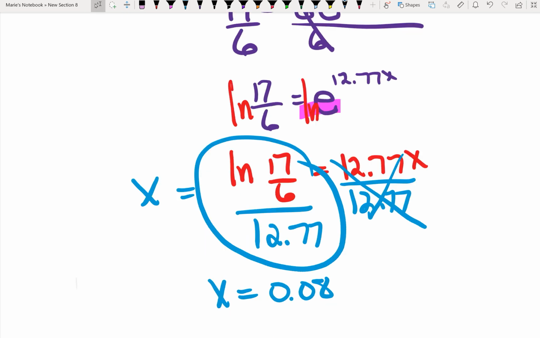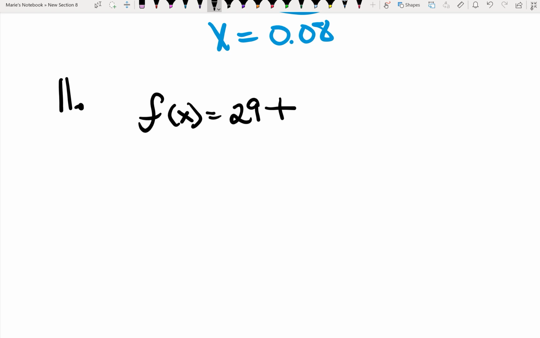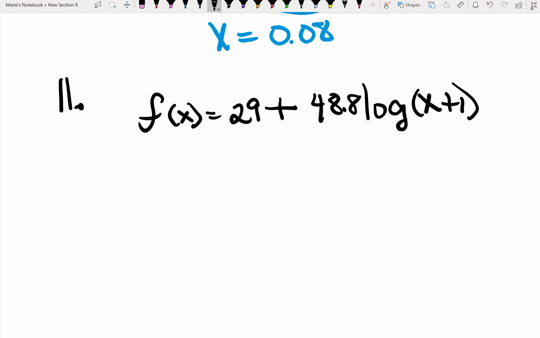So let me do 11, because 11 is not as important, in my opinion, as another substitution. Just substitute and work it out. This is revisiting the height of children. If you remember, we had a model which was f of x is equal to 29 plus 48.8 log of x plus 1, where x represents the boy's age from 5 to 15. I don't know if you remember this from a couple of days ago.